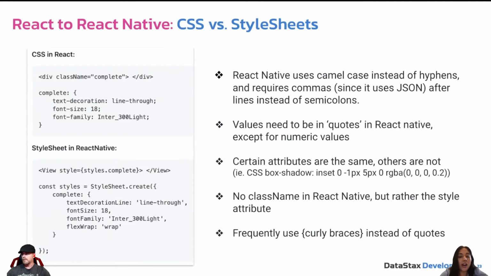Certain attributes have parallels from CSS to React Native. So you frequently need to read through the documentation to find the one that's right. Most of the time they're pretty similar, but sometimes you need to find something that sounds the same, try it out, test it, find some examples, and then you'll be able to figure out the right parallel for that particular property.